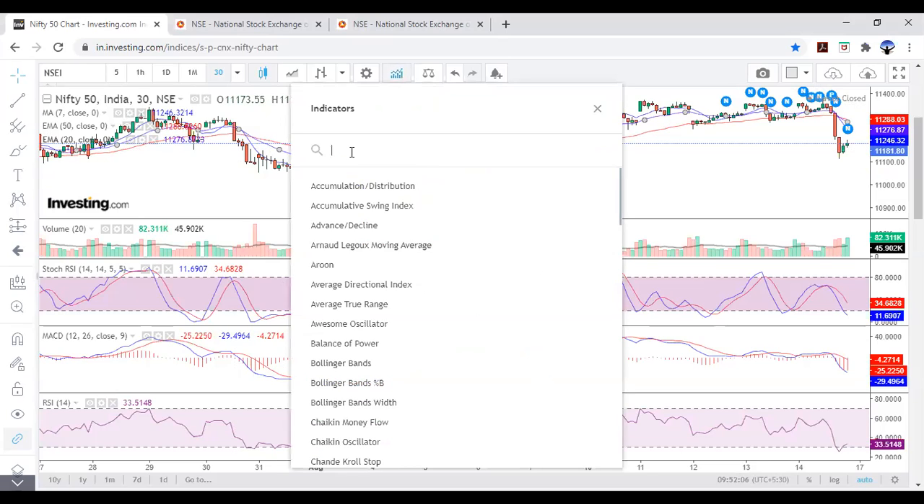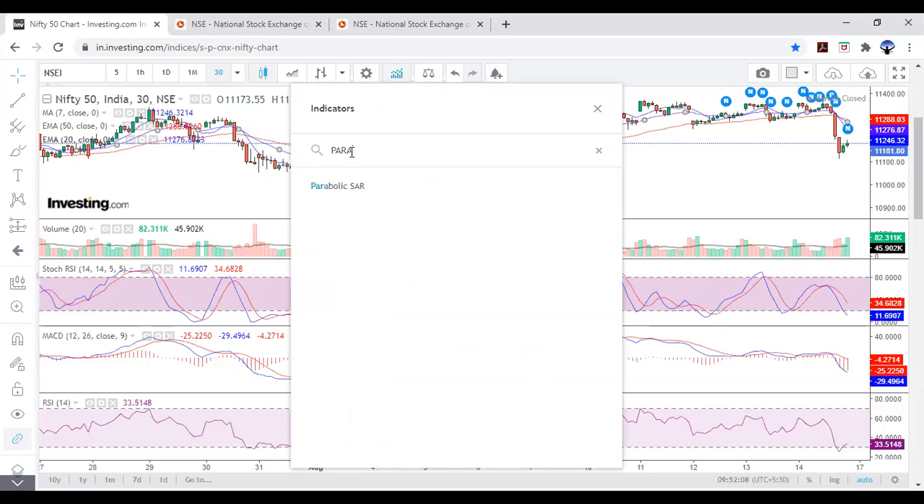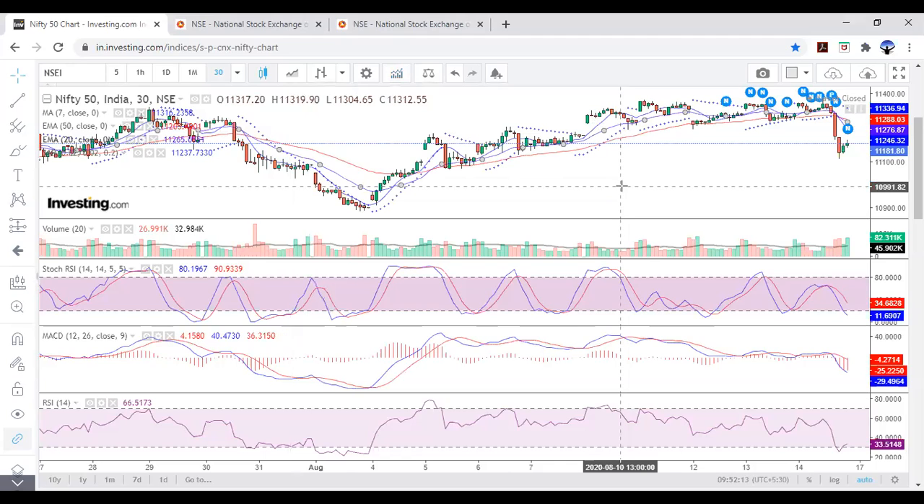The second is parabolic SAR. Now, suppose you want to take the position here. Here, all show the buy signal from the trading indicators like parabolic SAR and moving averages.